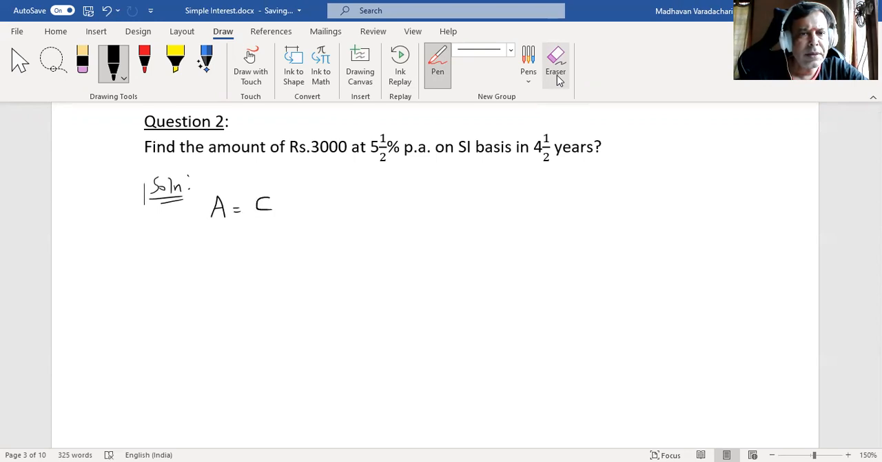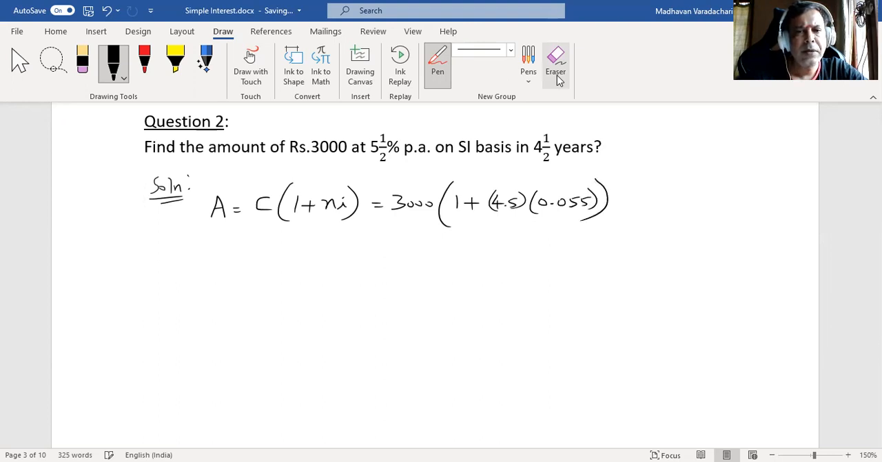which is C times (1 plus n into I). So here the initial capital, or the principal, is given as 3,000, and n, that is the number of years, is given as 4.5, and the interest rate is given as 5.5%, which is nothing but 0.055. Now let us calculate this.